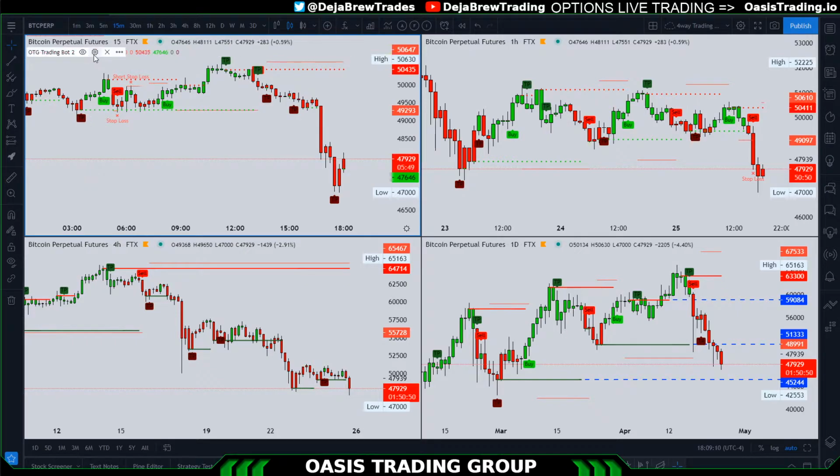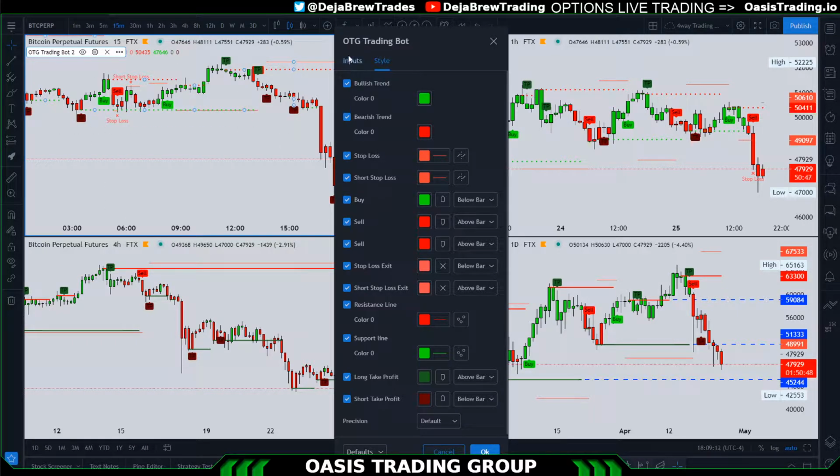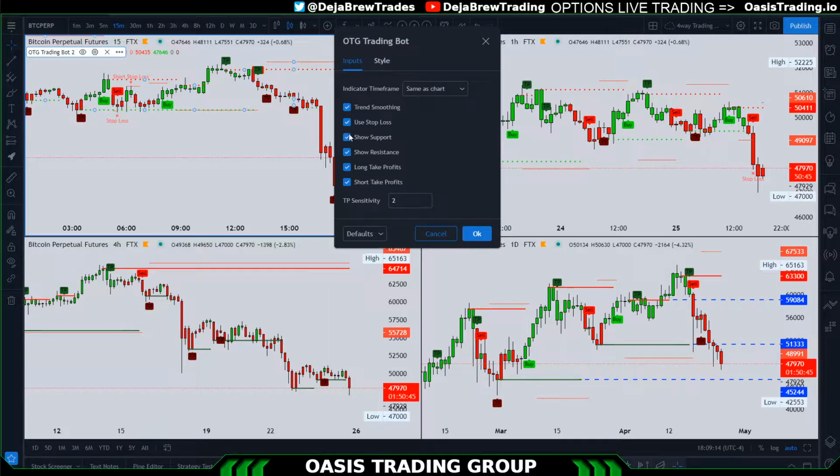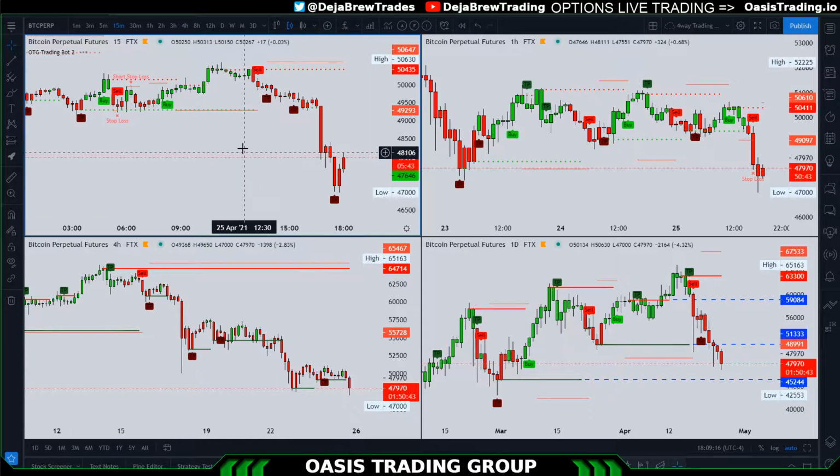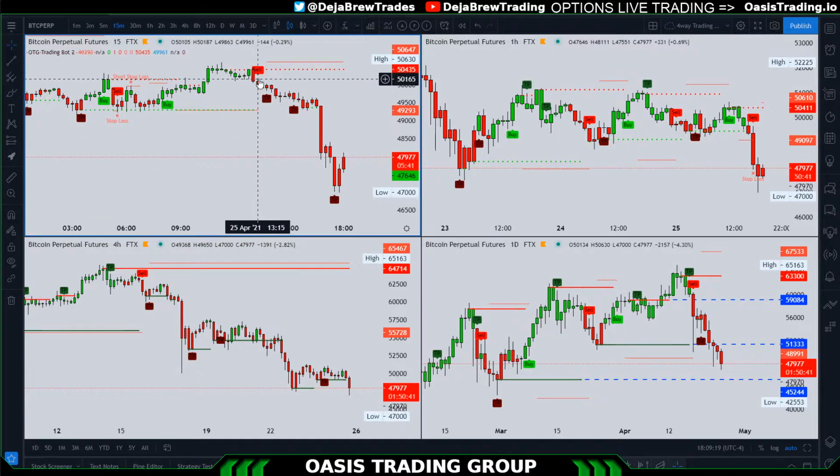Now, looking at it here, it does give you a sell signal. You can't see it because there's one little bug right now with the take profits. But if we go in here and we turn off the take profit, we can see that the sell signal came in on the 15-minute.